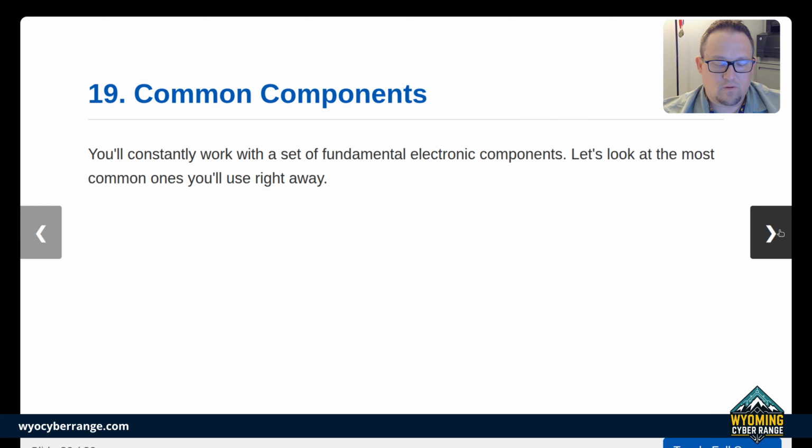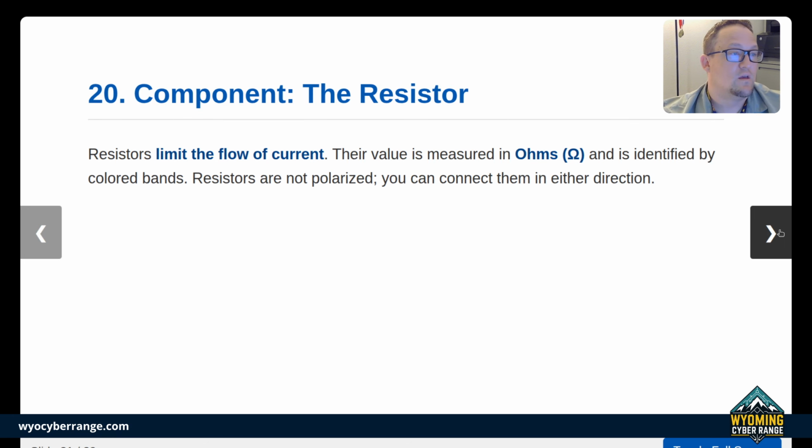Now, before you go through this chapter, let's go through a couple of the common components that we're going to be utilizing throughout this course. The first one is going to be the resistor. Remember, anytime we want to resist the amount of power, instead of putting 5 volts to a line, we're going to use a resistor. Those are measured in ohms, so I don't need 5 volts for my LED. I want 1.3 volts.